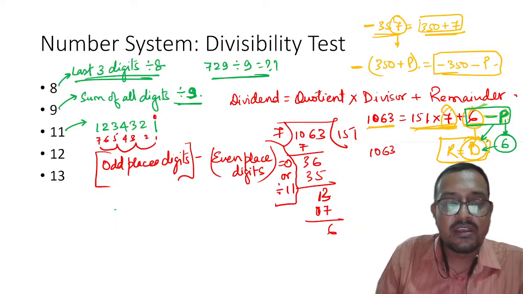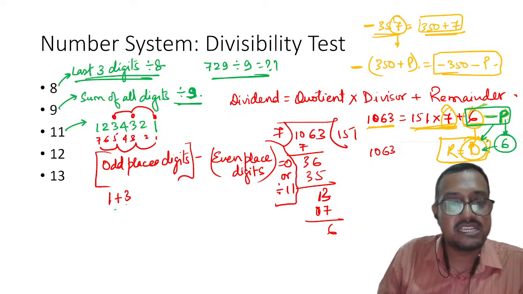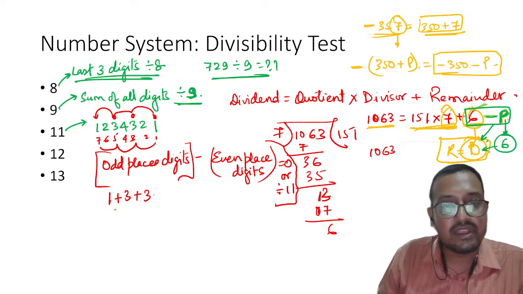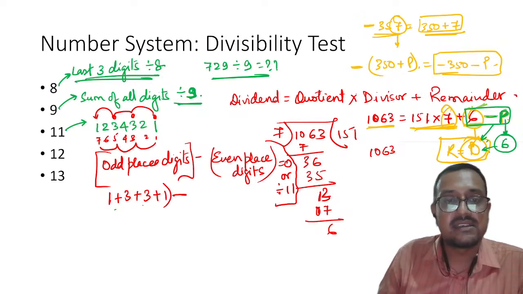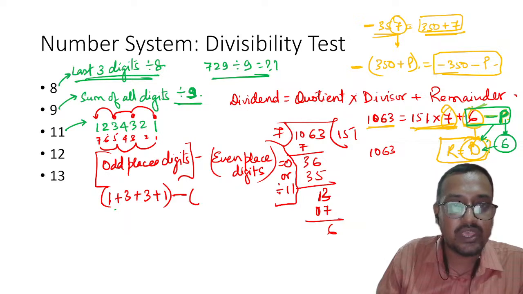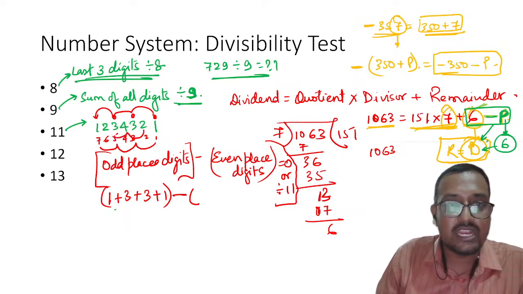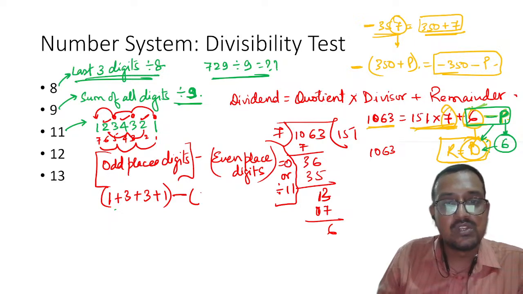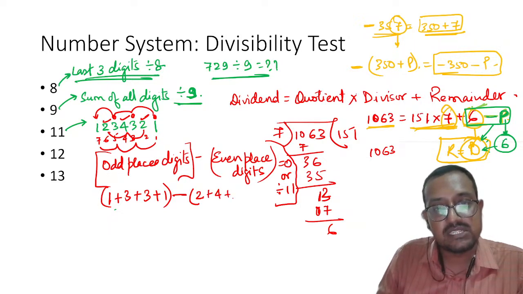For example, over here 1 is odd place, so 1 plus this 3 is again odd place, meaning alternate digits, right? Then this 3 is again fifth place, so 3, and then this is 1, so plus 1 minus. Please remember bracket, because brackets will kill all the joy and take you in the wrong direction. So even place digits are 2, 4, 2. So 2 plus 4 plus 2.